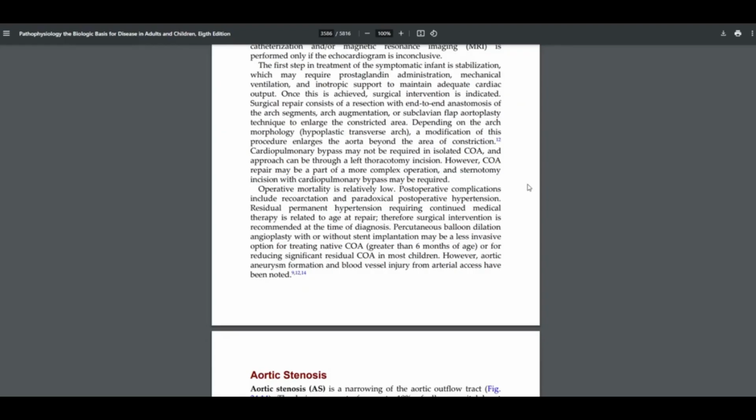A percutaneous balloon dilation angioplasty with or without stent implantation may be a less invasive option for treating native COA in patients greater than 6 months of age, or for reducing significant residual COA in most children. However, aortic aneurysm formation and blood vessel injury from arterial access have been noted.